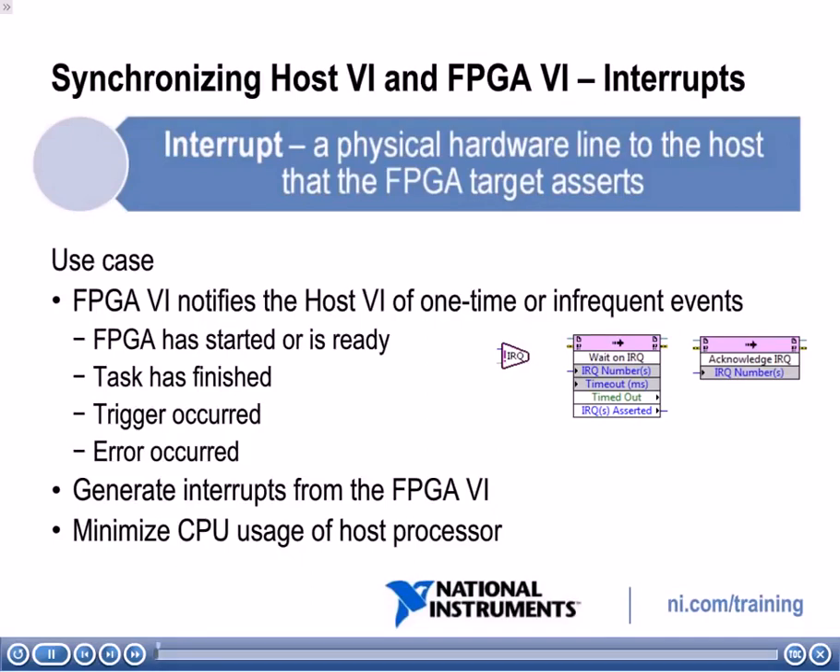In the previous section, we notified the FPGA VI of an event from the host VI using a Boolean flag. By the end of this module, you will be able to notify the host VI of one-time or infrequent events from the FPGA VI using interrupts.